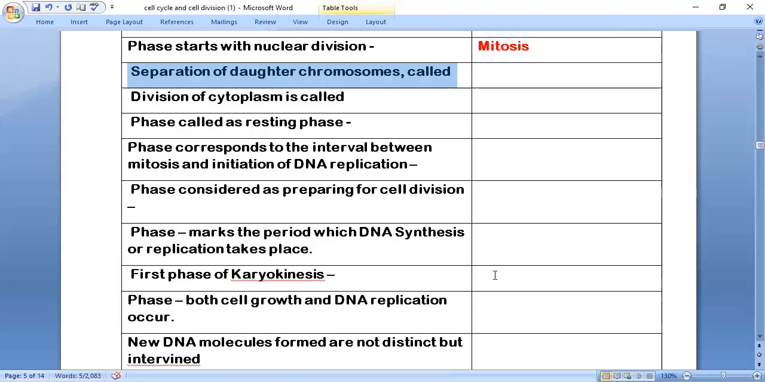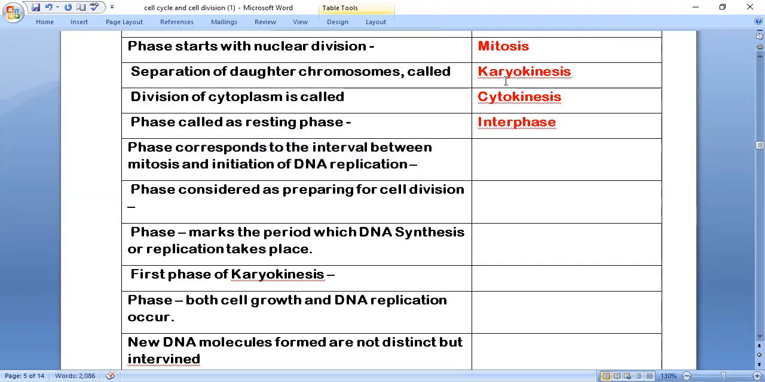Separation of daughter chromosomes is called karyokinesis. Division of cytoplasm is called cytokinesis. The phase called the resting phase.